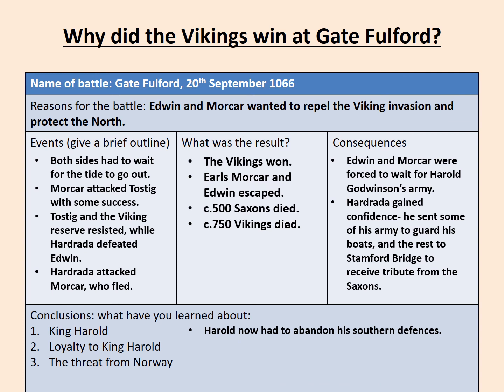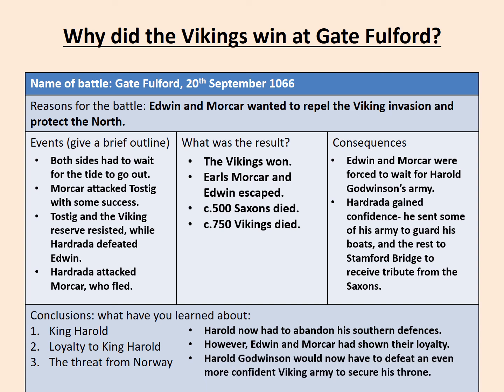So we've learnt about King Harold that Harold now had to abandon his southern defences and move north to defeat the Vikings, as unfortunately Edwin and Morcar had failed to do so. But we have learnt that Edwin and Morcar had shown their loyalty to King Harold by standing firm against Hardrada, even if they had lost. And we've learnt that the threat from Norway was very dangerous. Harold Godwinson would now have to defeat an even more confident Viking army to secure his throne. And that is exactly what he intended to do.